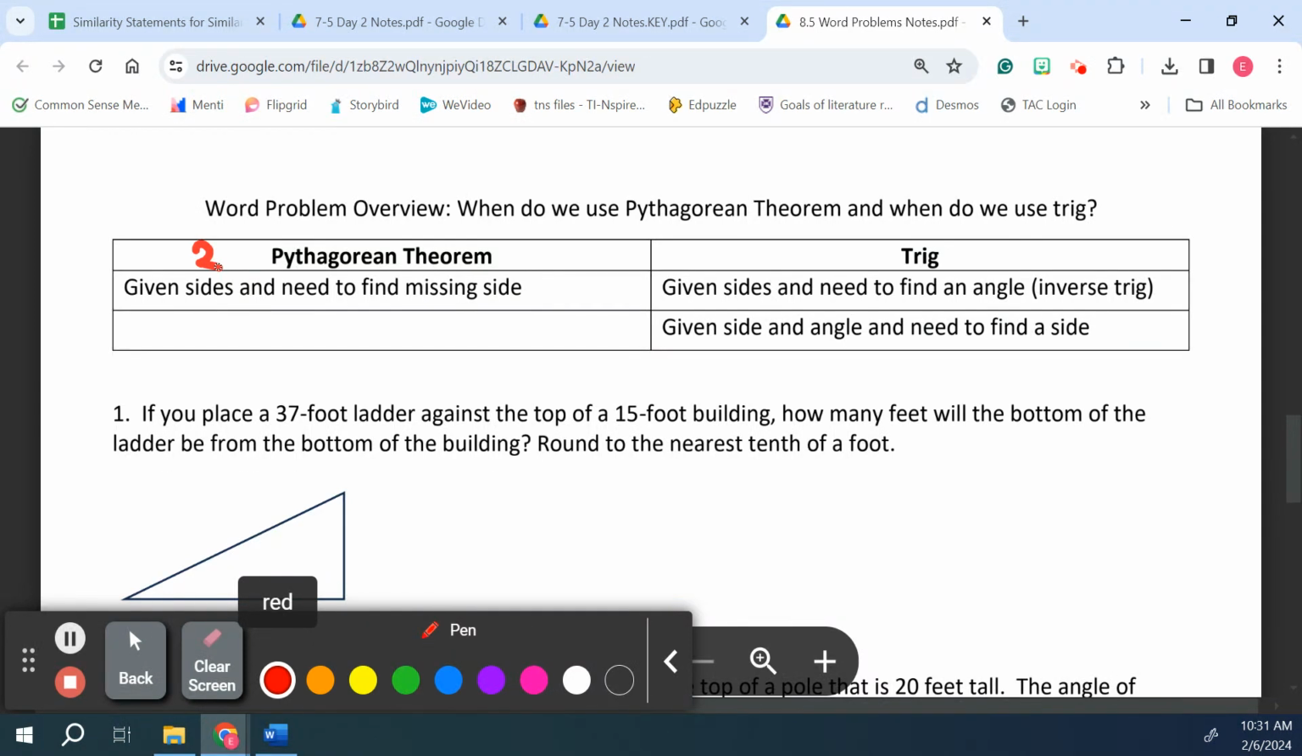For trig, given sides and need to find an angle, so that's your inverse trig. Remember, that's your -1 part. And given the side and angle and need to find a side. Okay, so if you find an angle, again, you need 2 sides. And this is where you'll use your SOHCAHTOA. And this one, given one side and at least one angle and the right angle. So what we're going to do now is look at these three examples.